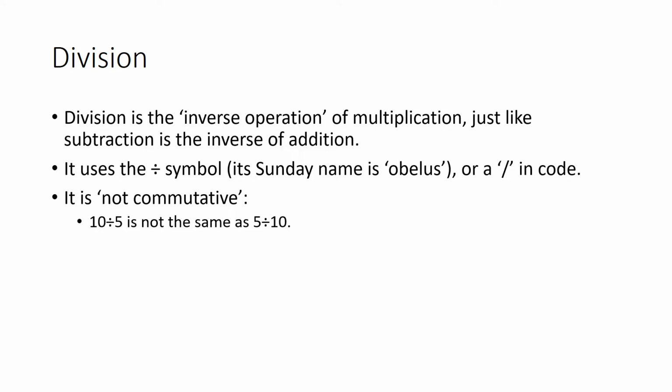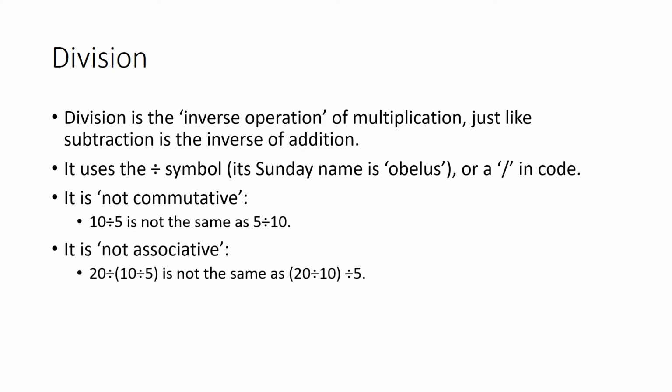Division is not commutative. 10 divided by 5 is not the same as 5 divided by 10. It's not associative. So 20 divided by brackets 10 minus 5, well, that would give you 20 divided by 2, which is 10. That's not the same as brackets 20 divided by 10, divided by 5. So in that case, 20 divided by 10, that would be 2. 2 divided by 5 is 0.4. Different answer, not associative.